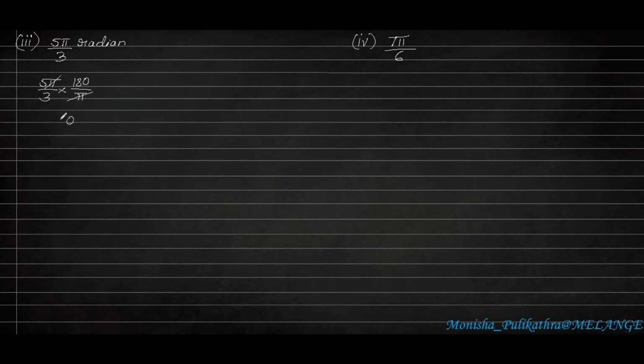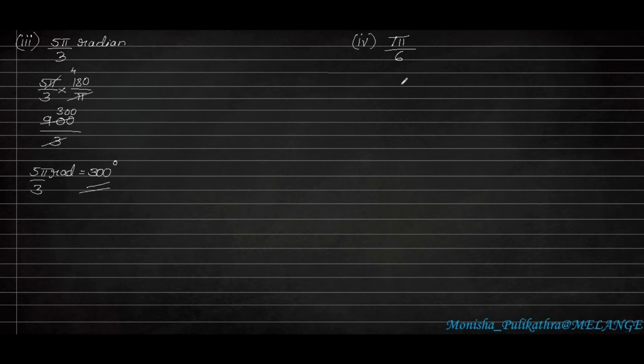So 5 8s are 40, 4 carry, 5 1s are 5, plus 4 is 9, so 900 by 3. So 3 1s are 3, 3 3s are 9. So the conversion of 5 pi by 3 radian is equal to 300 degree. This is the easier one. I hope you understood this.